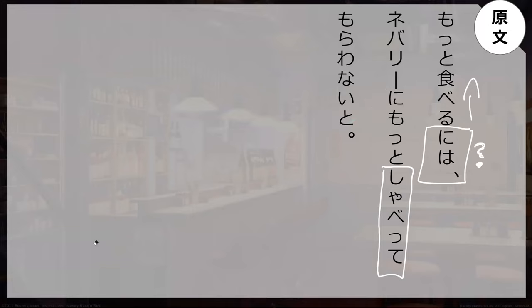Yeah. So even though shabeteru does mean to converse, it's weird to translate it in this context. The main character is not really talking to nobody. He's eating food right now. So even though a direct translation would be I have to receive more chatting with nobody, it makes more sense in English for contextual reasons: I have to listen to nobody talk more. Even though it's not saying I have to listen, it's saying I have to get nobody to continue talking to me. Do you think he deep down wants nobody to continue talking to him?